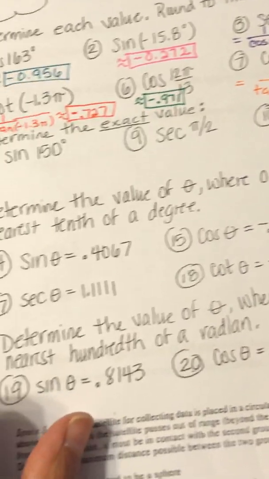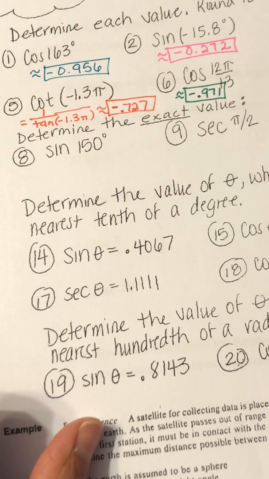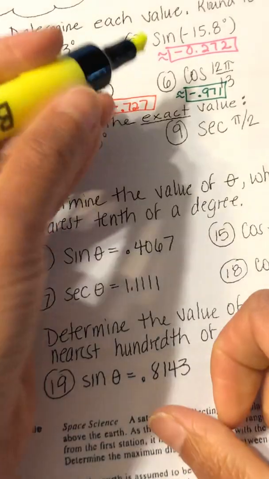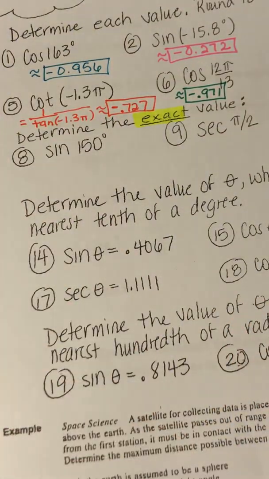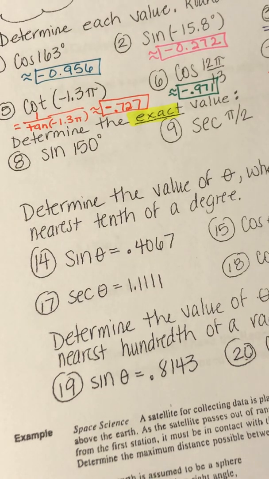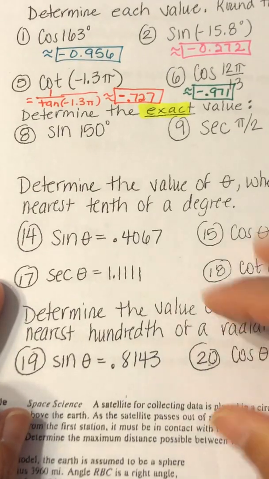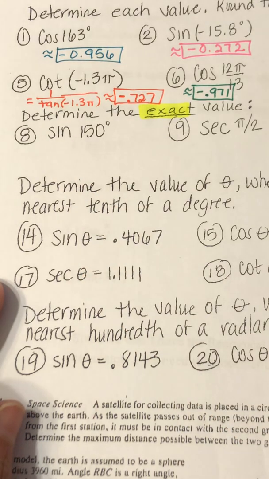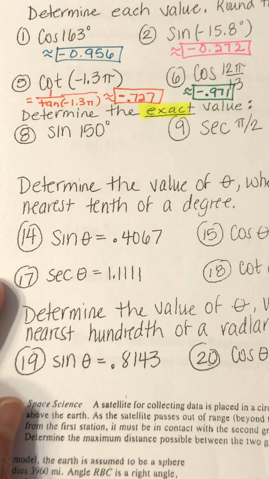Number 8, determine the exact value. I'm going to highlight the word exact because now we need to be specific. When they say the word exact, that means you're not using a calculator, you are using the unit circle. So the sine of 150 degrees, well, let's see if I can pull up my unit circle. I forgot that I was going to need it, so I'm pulling it up on my computer right now so you guys will be able to see in a little bit.